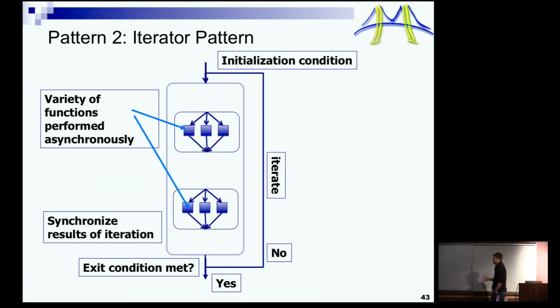Next is the iterator pattern, which I'm sure you all know. You come in to the top and check your initialization condition. If it's true, then you execute the body, the loop, and then there's an exit condition. If it's not met, you continue to execute the body. If it is met, you fall out. So it's very simple, but it adds a lot of power. So can anybody tell me an application that uses this, at a very high level, you think?